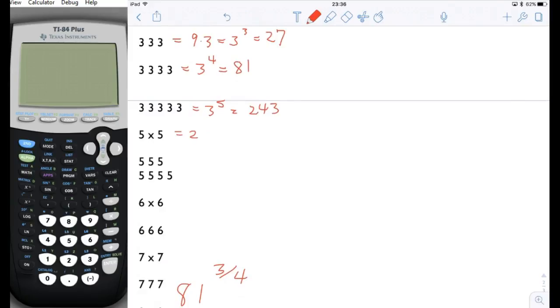5 times 5 is 25. 5 times 5 times 5 is 125. And 5 to the 4th is equal to 625. Okay. 6 times 6 is 36. 6 times 6 times 6 is 216. 7 times 7 is 49.